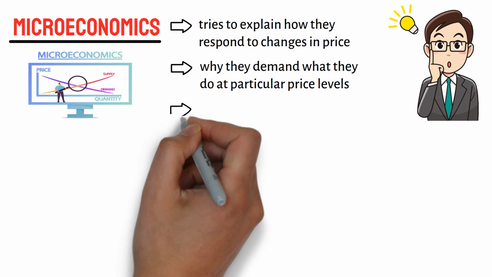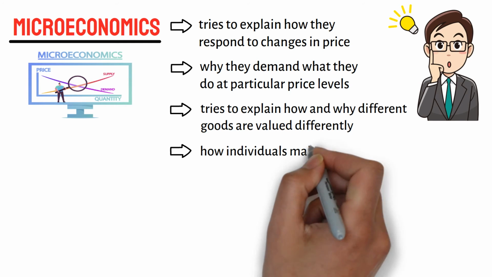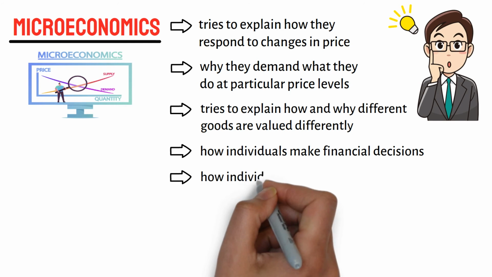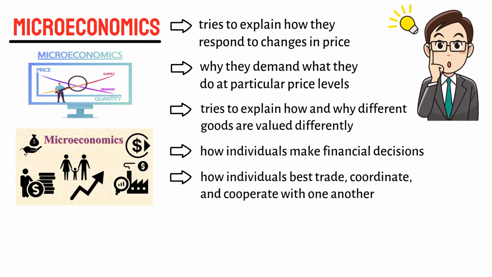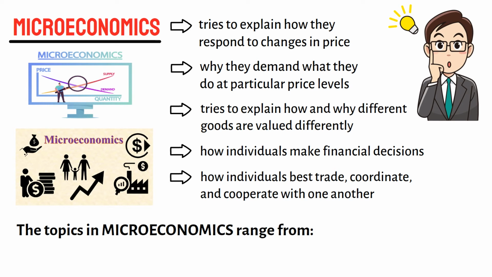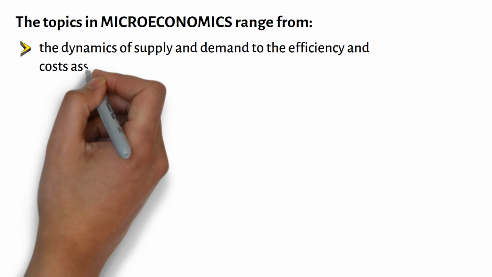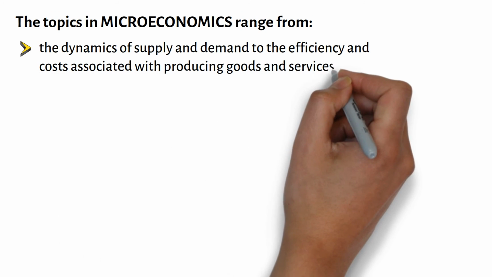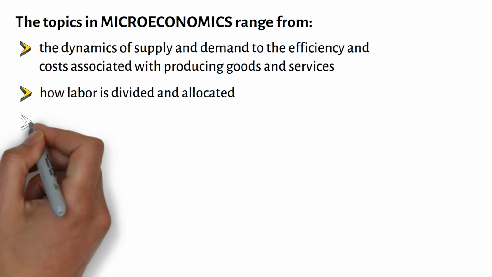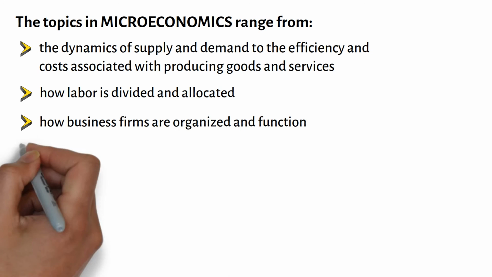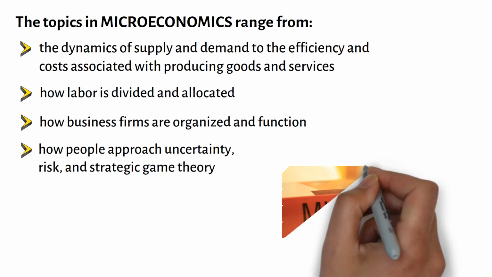Microeconomics tries to explain how and why different goods are valued differently, how individuals make financial decisions, and how individuals best trade, coordinate, and cooperate with one another. The topics in microeconomics range from the dynamics of supply and demand to the efficiency and costs associated with producing goods and services. They also include how labor is divided and allocated, how business firms are organized and function, and how people approach uncertainty, risk, and strategic game theory.